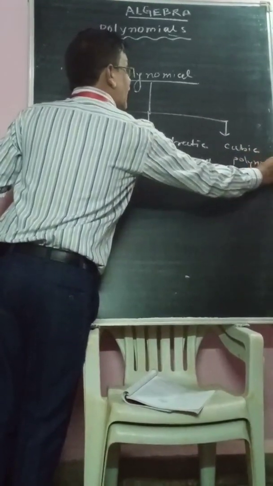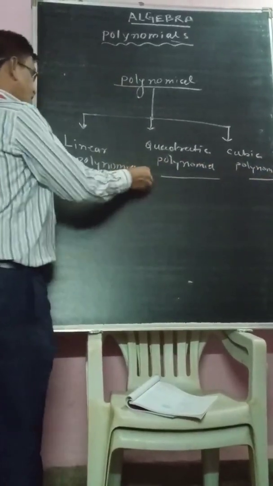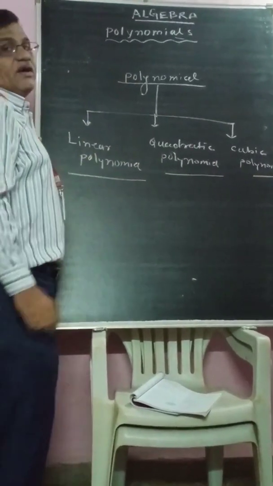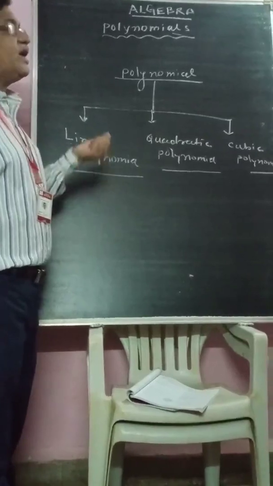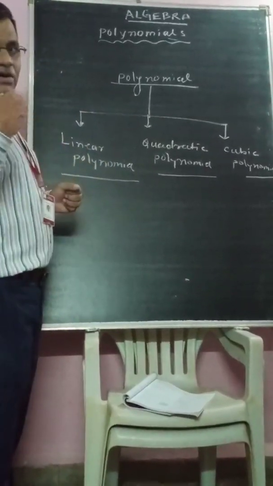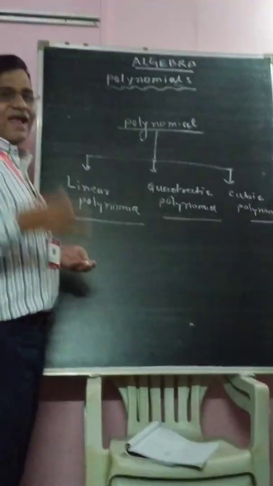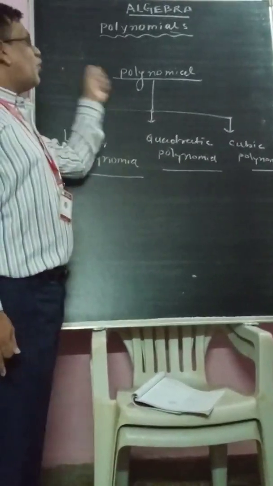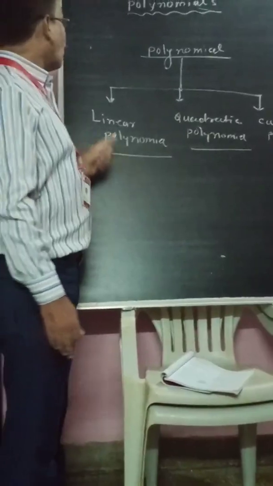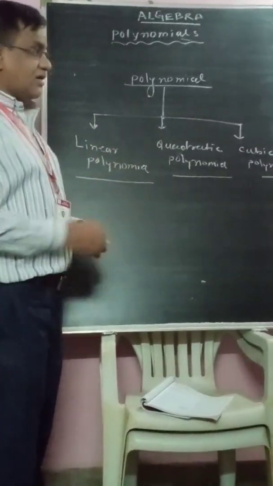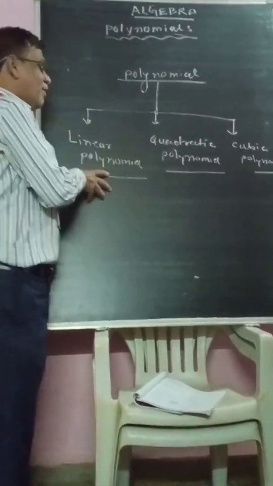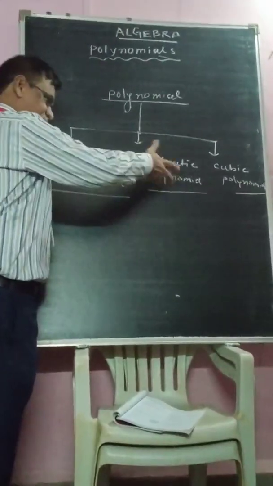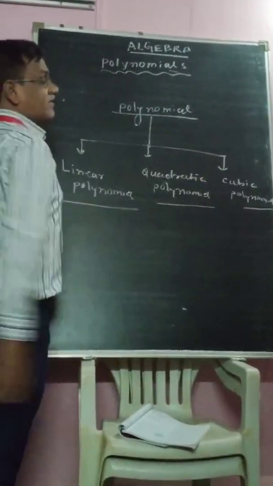In the previous class, we differentiated the given polynomials according to their terms, that is binomial, trinomial, monomial. Now today the polynomials are also differentiated according to their powers. Means first is called a linear polynomial, second is called a quadratic polynomial, and third is called a cubic polynomial.